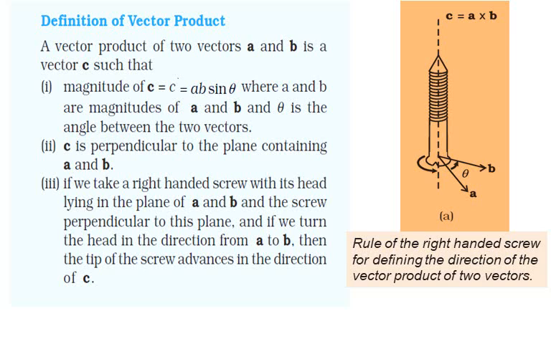In the figure, you can see the right-handed screw rule, which states that if a right-handed screw is placed with its axis perpendicular to the plane of vectors A and B and is rotated from A to B through the smaller angle, then the direction in which the screw advances gives the direction of A cross B.